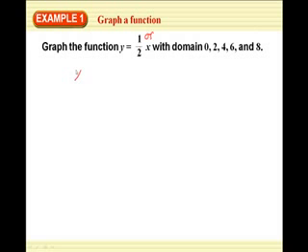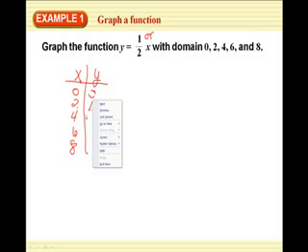I'm going to make an XY table. My domains are my x's: 0, 2, 4, 6, and 8. Then for my y's, I put the x's into the function. So what's half of 0? 1/2 times 0 is 0. Half of 2 is 1. Half of 4 is 2.